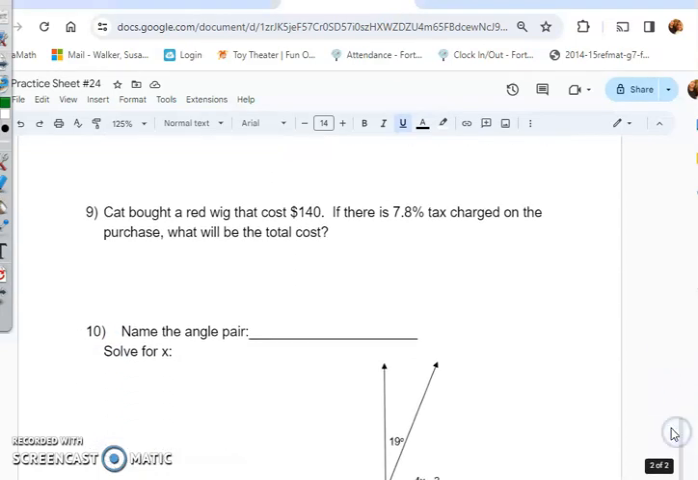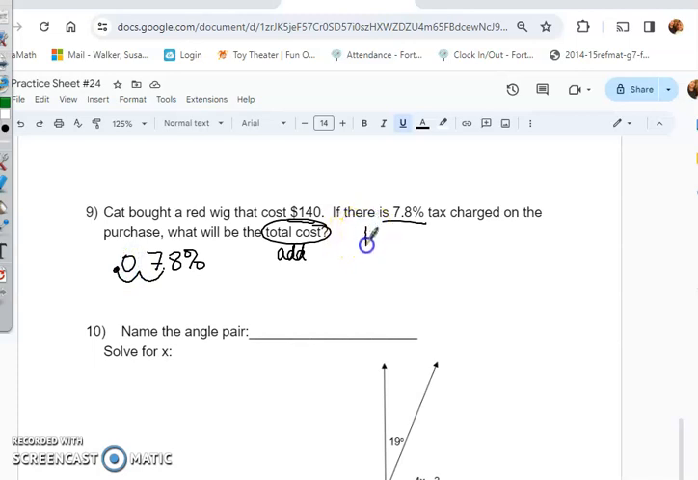Number 9 says Kat bought a wig that cost $140. If there's 7.8% tax charge on the purchase, what will be the total cost? So remember, guys, that last step is going to be to add. Okay? So I'm not adding multiple items. I have one item, which is $140. 7.8%. Change that percent to a decimal. Do you remember that? I bet you do.